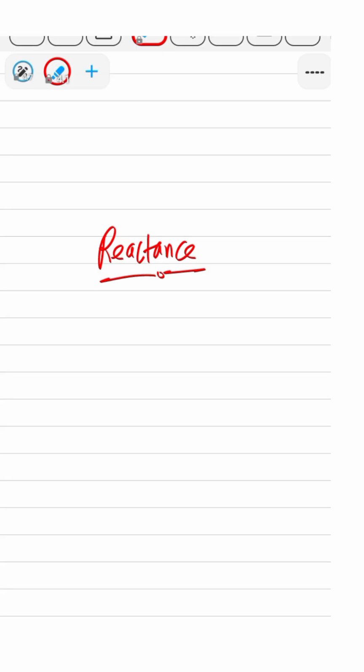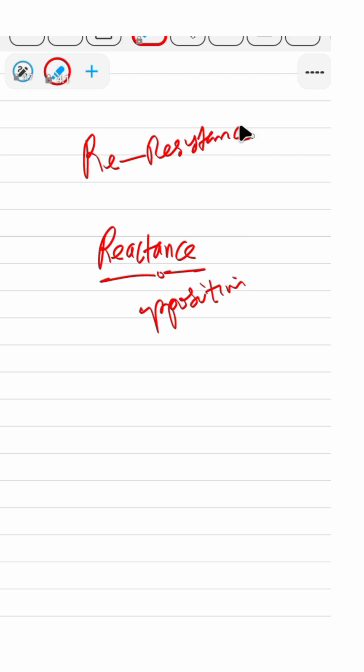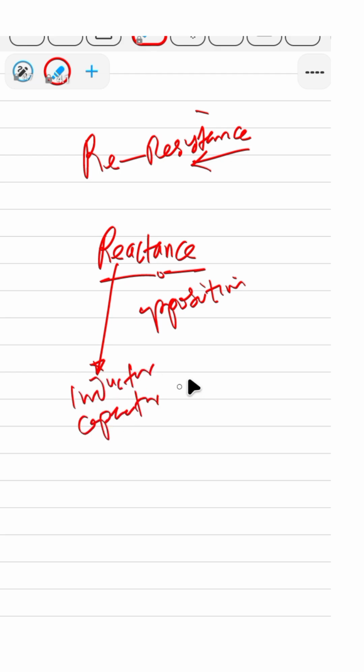So let's look at reactance real quick. Reactance is defined as an opposition, just the way you have resistance. It's an opposition, just the way a resistor has resistance that it uses to oppose the current flow. In the same way, an inductor or capacitor has what is called reactance. Their own resistance is not called resistance, you call it reactance. So inductor and capacitor have reactance, while a resistor has resistance. You can see the difference now.